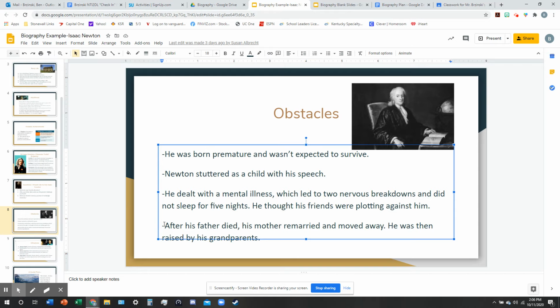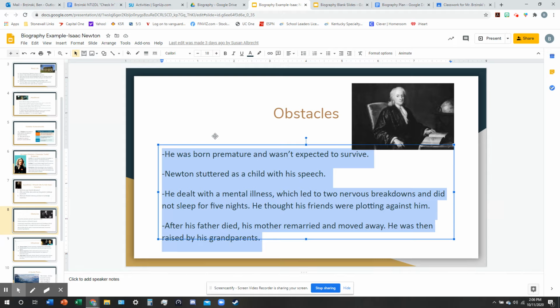And then later on, his father died. After his father died, his mother remarried and moved away. He was then raised by his grandparents. So I think for anybody, and not just Isaac Newton, any of these things would be considered obstacles, things that you would have to overcome, not normal circumstances for growing up or living your life, right?